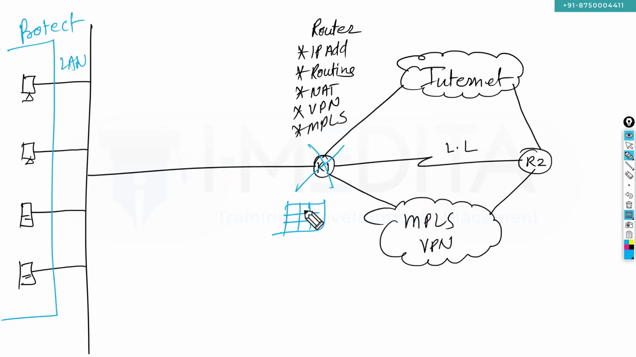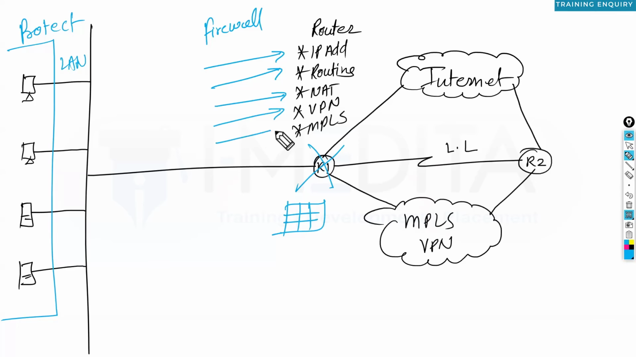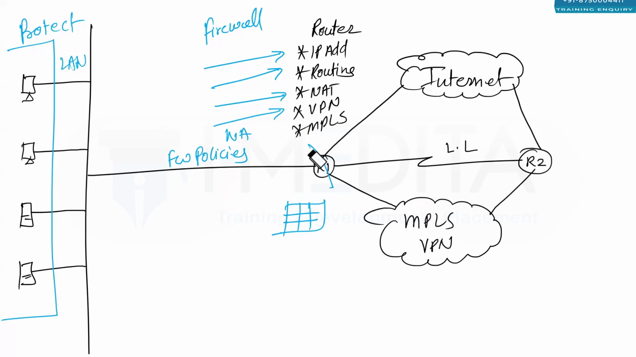When we are replacing the router with a firewall, what do we need to do? At the firewall, we need to do IP addressing, routing, NAT, VPN, and we also need to configure MPLS. But the problem is this: a firewall doesn't support MPLS. So MPLS we can't deploy here. And after this, we need to deploy firewall policies. Now, the problem is MPLS is not supported, so we can't replace the router with a firewall.